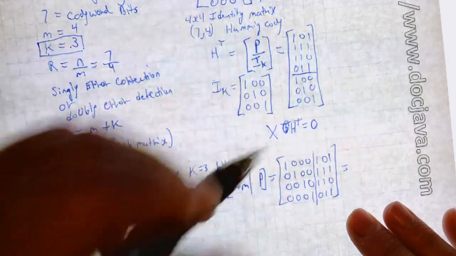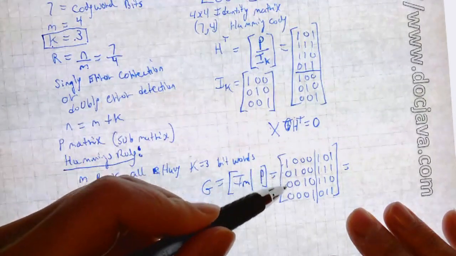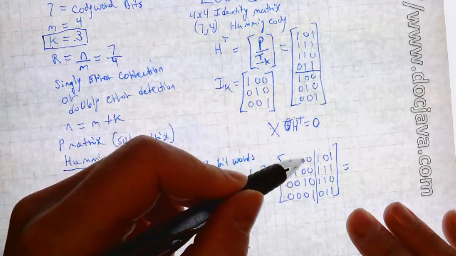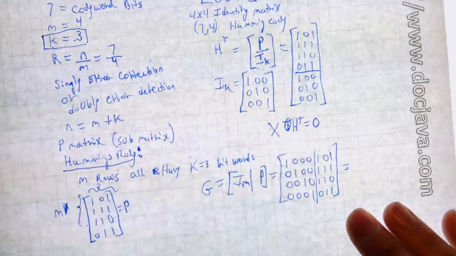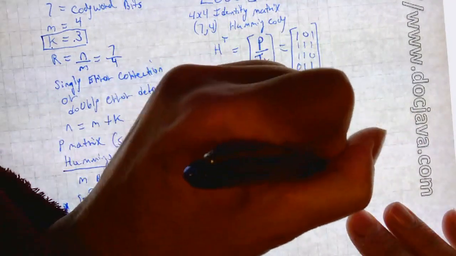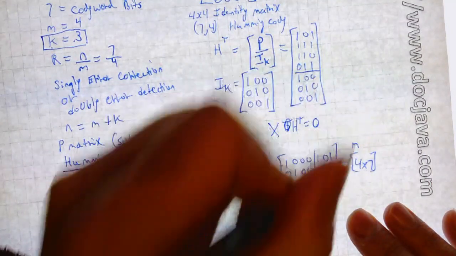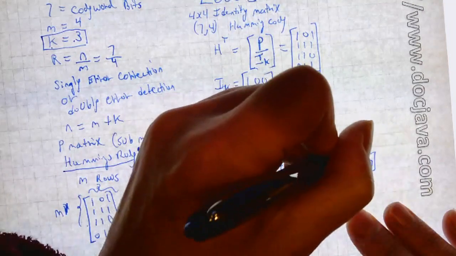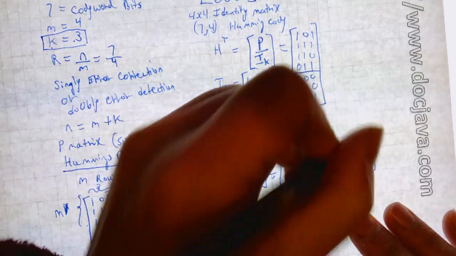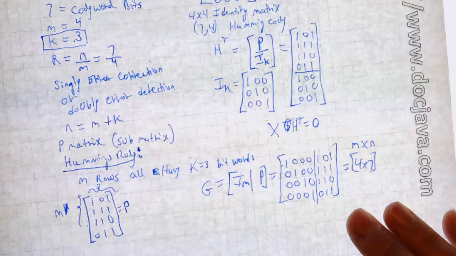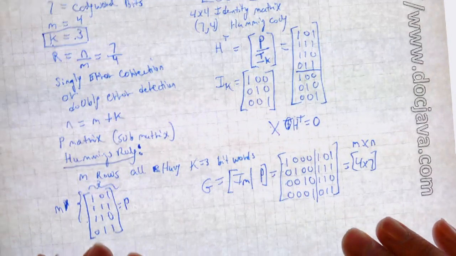And now we observe there's 1, 2, 3, 4 by 1, 2, 3, 4, 5, 6, 7. So this is a 4 by 7 matrix. 4 is the number of message bits. 7 is the number of code bits. So that is an M by N matrix.